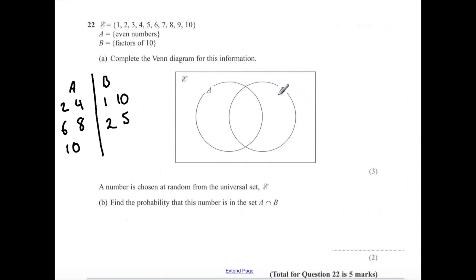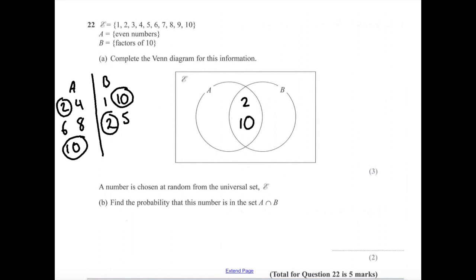Now, when you complete a Venn diagram, you always need to start in the middle. So the middle is the common numbers between A and B. So the common numbers between A and B are a 2 and a 2 over here. So I'm going to put a 2 here. And we've also got a 10 and a 10. So 10 goes over here.